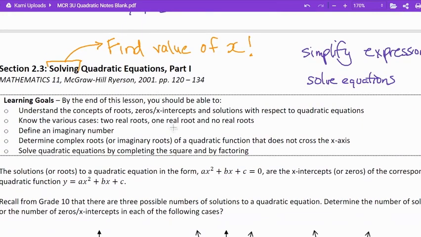Well, when we have a quadratic equation, what is the exponent of x? Just take a wild guess. How many solutions or answers will there be? Most of the time, there will be 2.